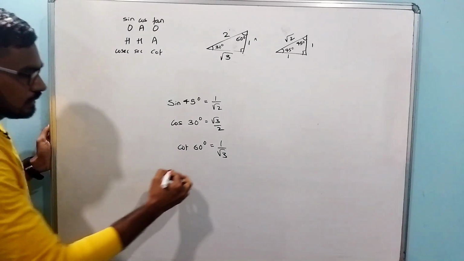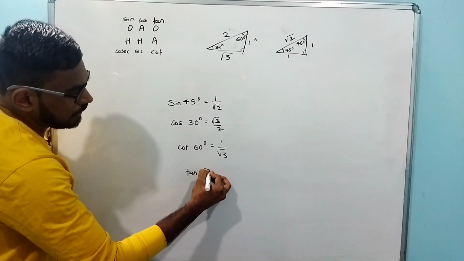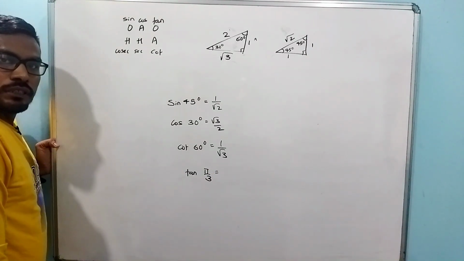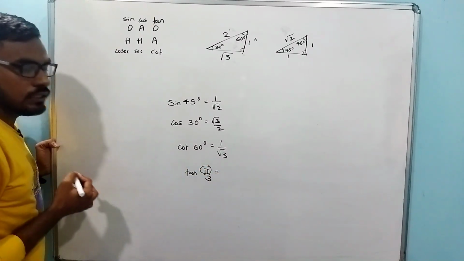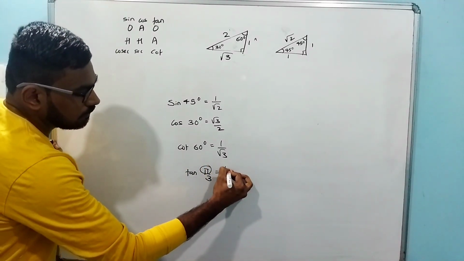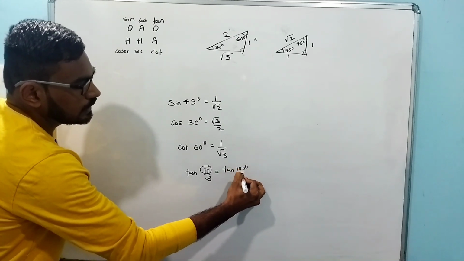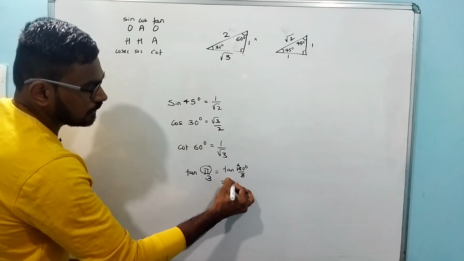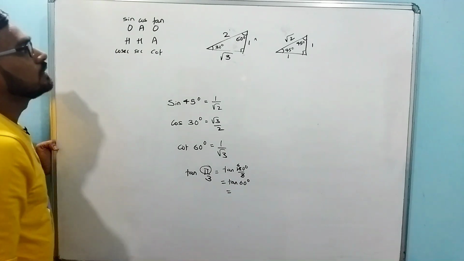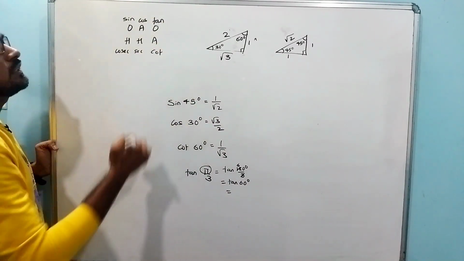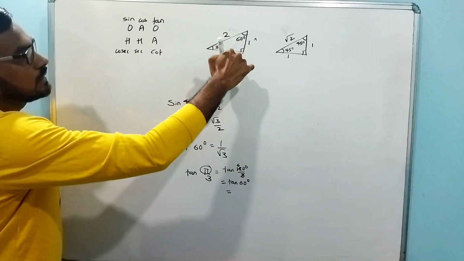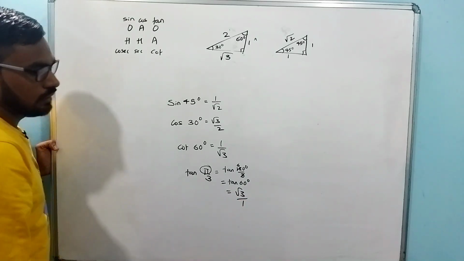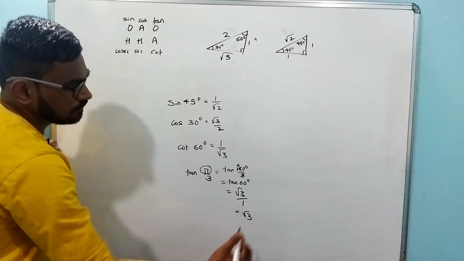Same way, if you are asked tan of pi by 3, then what to do? You have to convert this into degrees first, and it is very easy. Just remember, in place of that pi you can put 180 degree. This I did in the last class. So 180 upon 3, 6, so 60 degree. So tan of 60 degree is what? Now you can find from here, for 60 degree, tan is opposite upon adjacent. Opposite to 60 degrees is root 3, and adjacent is 1, so root 3 upon 1, which is root 3.